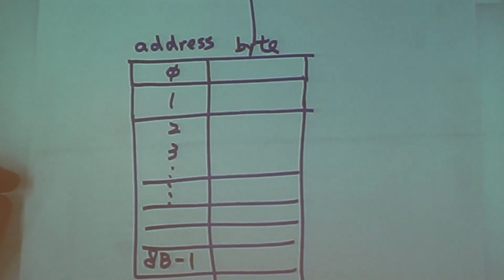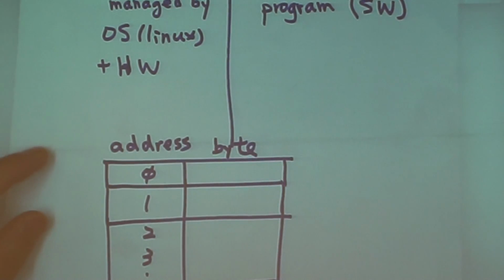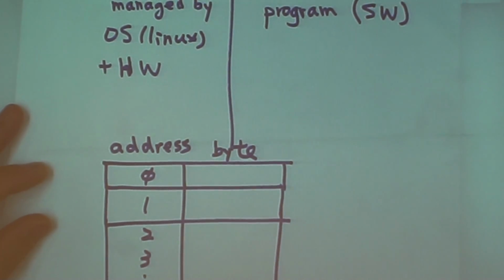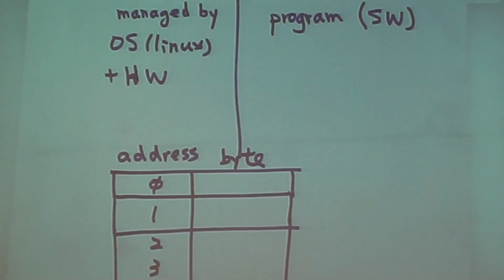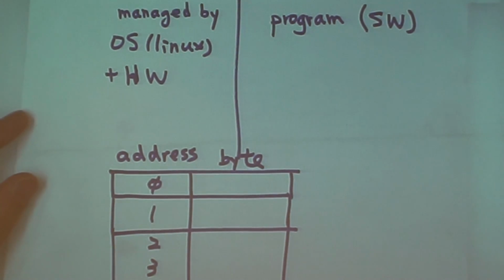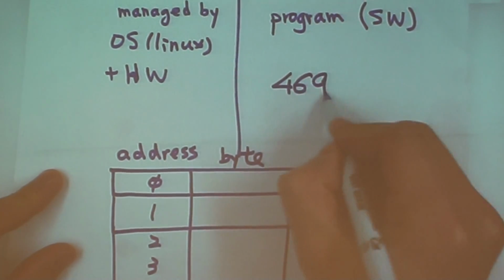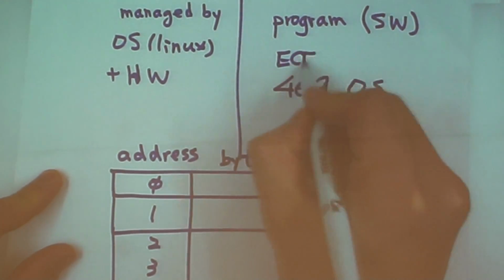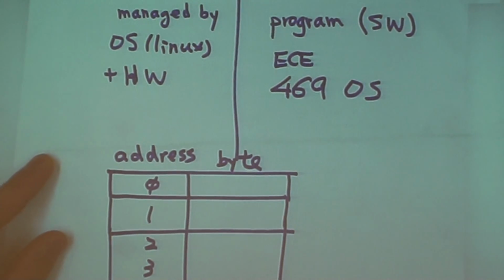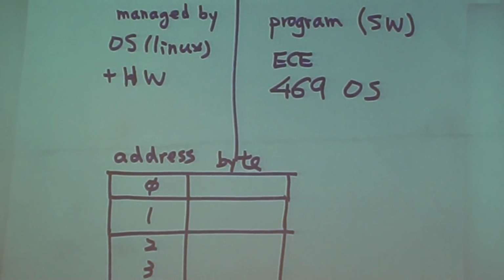Computer memory is always organized by address and the variable. There's no exception. And as a programmer, when you write a program, you have no control of the address, unless you are writing an operating system. And you are not in this course. If you take 469, you will be able to. ECE264 is not operating system. For 264, you're not writing operating system, so the only thing you can control will be variable.